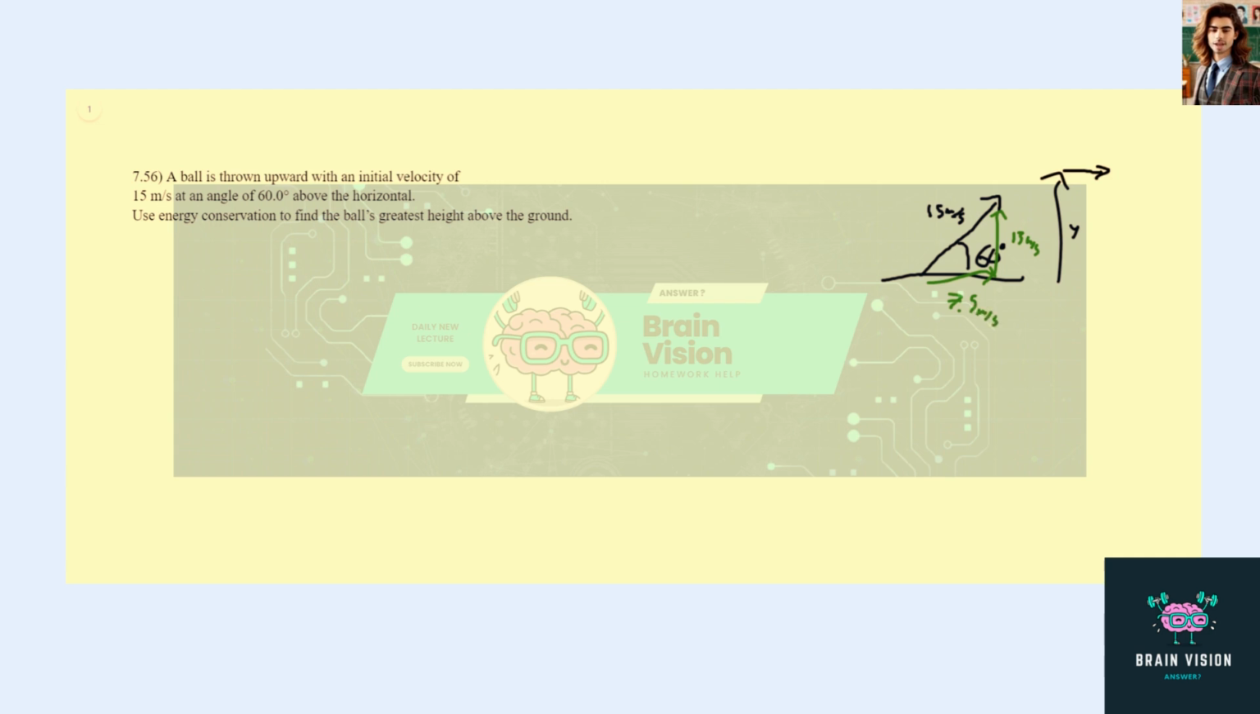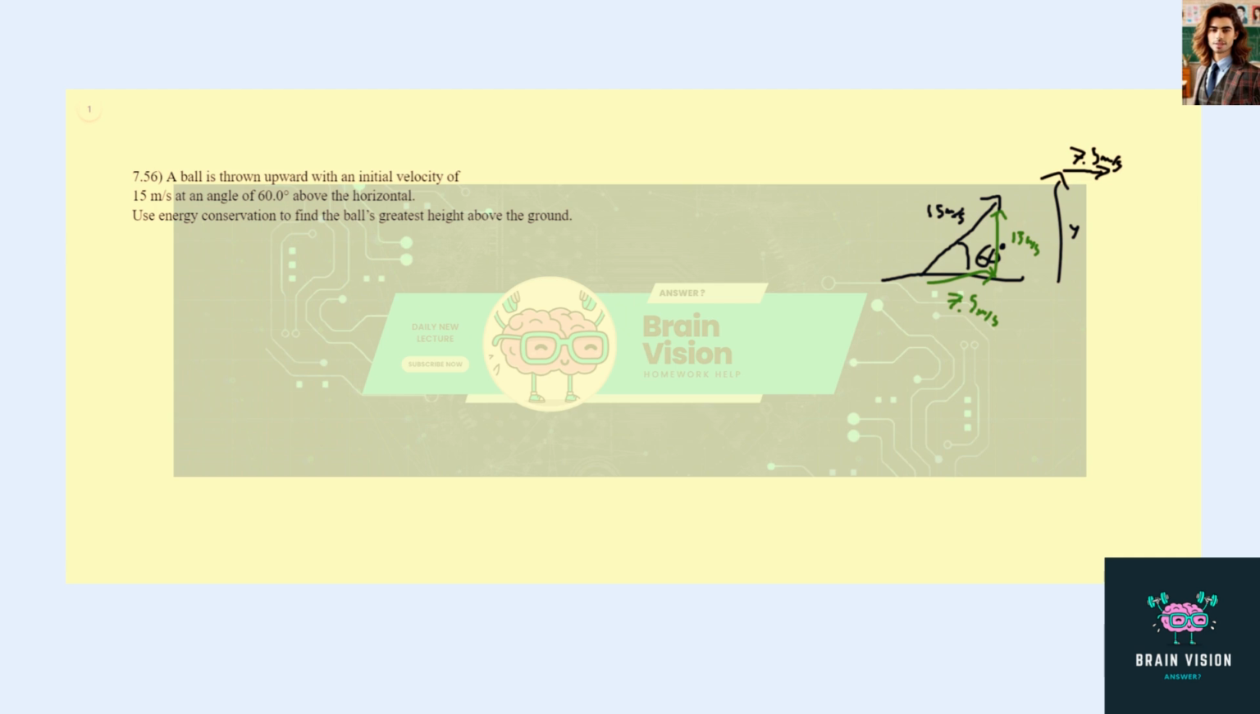Okay, so here, because we're assuming that there's going to be no air friction, that 7.5 meters per second is also the same up here when it's at its peak. The horizontal velocity is not affected by gravity because gravity is an acceleration in the vertical direction.